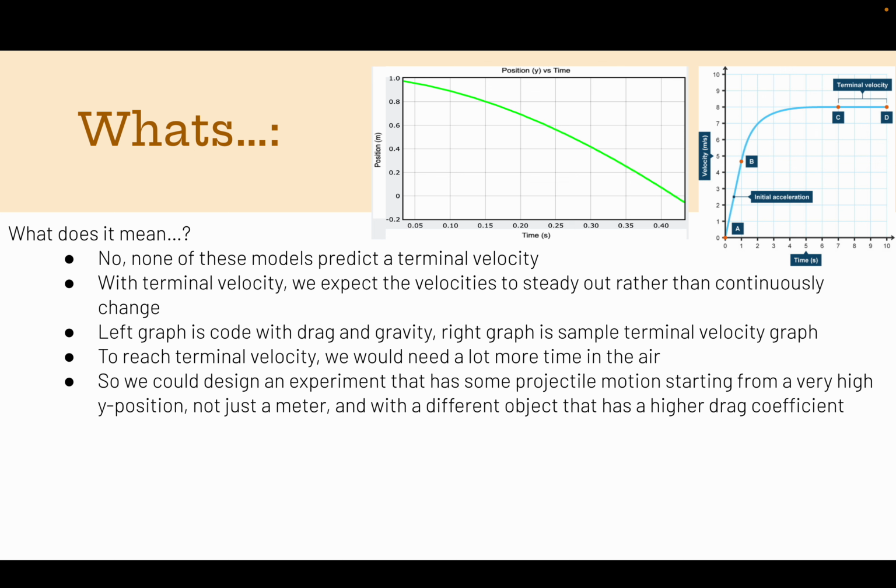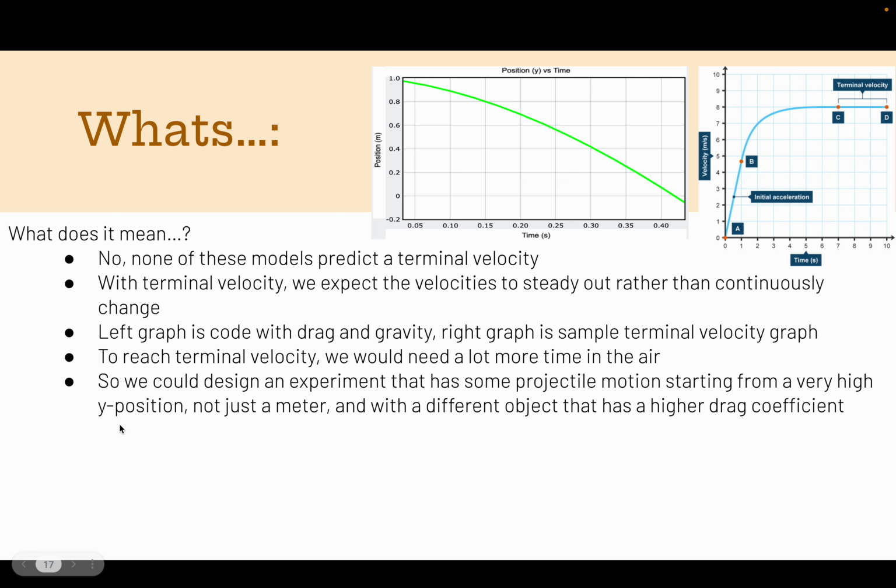So here are the what ifs and what does it mean. What does it mean? None of these graphs predict the terminal velocity, because with terminal velocity we expect a non-increasing velocity at some point, but you can always see that the velocity kept changing. To design an experiment to reach terminal velocity, we want to start from a high y position, not just a meter, and probably use a different object that has a higher drag coefficient.